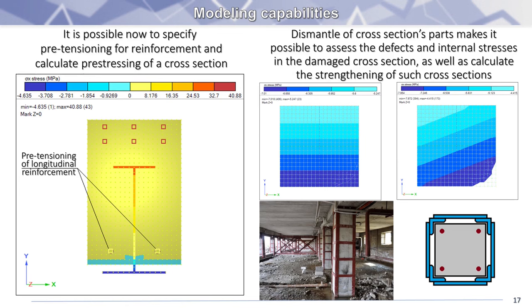This slide illustrates the initial cross-section of the column and the cross-section of the column with concrete chips in one corner and the change in stress-strained behavior in this column. By means of assemblage, it is possible to calculate strengthening of such cross-sections. For example, with a metal casing made of angles.